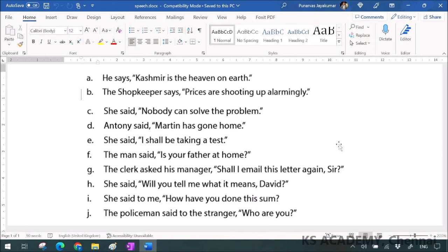If the reporting verb was in the past tense, the reporting verb is says, said, told, like that. So if it is tells, you should retain it as tells. If it is told, you have to make it told. And all other verbs which are in the present tense, Kashmir is the heaven, will become was. But since here it is says, it will retain as says.